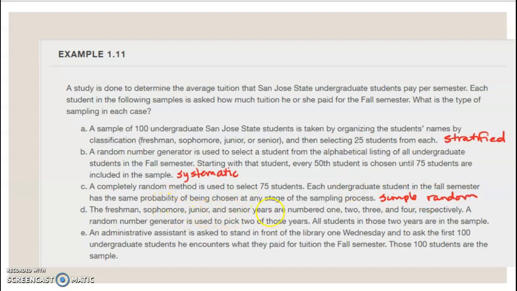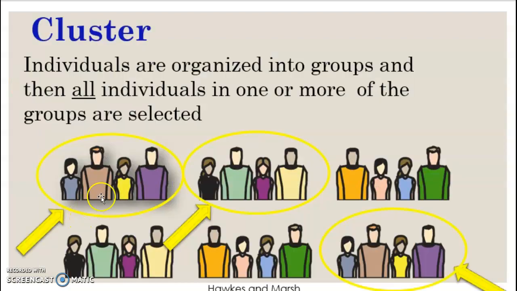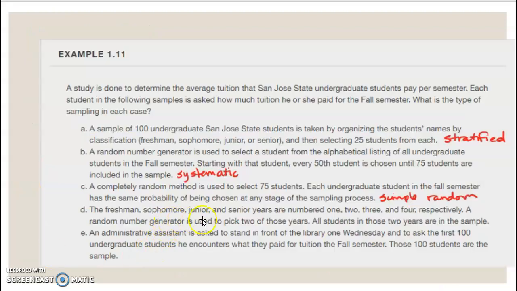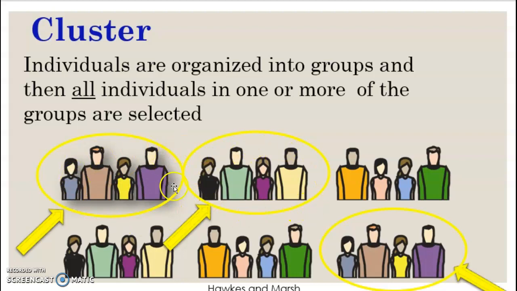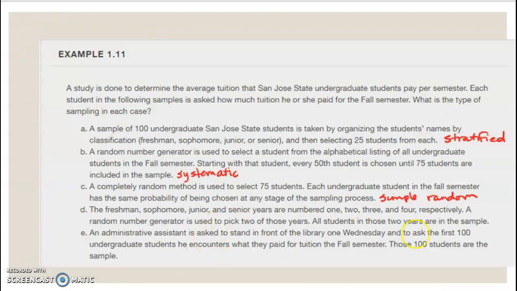The freshman, sophomore, junior, and senior years are numbered 1, 2, 3, and 4 respectively. A random number generator is used to pick 2 of those years. All students in those 2 years are in the sample. Okay, that goes back to this one. They're organized into groups, freshmen, sophomore, junior, and senior, numbered 1, 2, 3, 4. And then they chose everybody in those 2 numbers that were picked. So this one would be cluster.